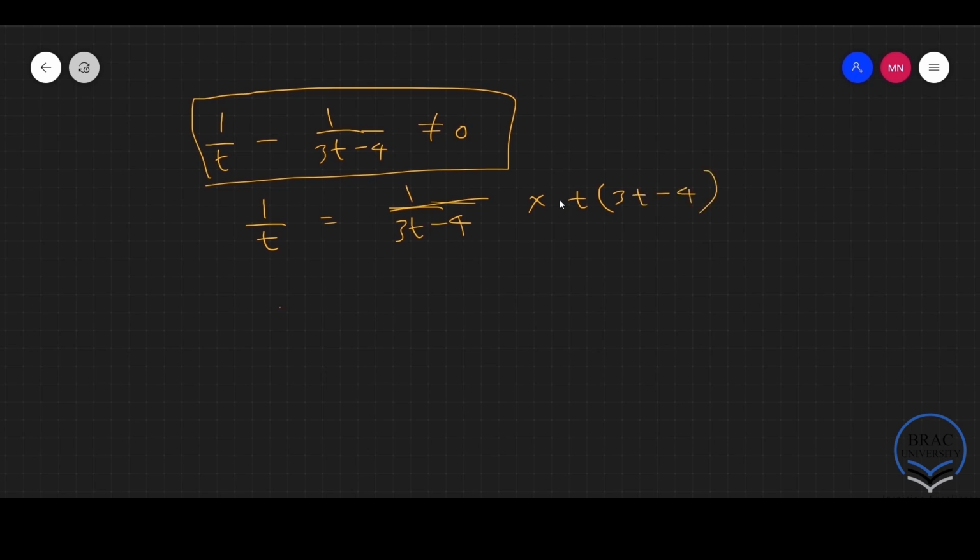And so we have 3t minus 4 is equal to t. Right, so we bring the t on the same side. So 3t minus t is equal to 4, we have 2t is equal to 4. Divide both sides by 2, and so we have t is equal to 2.